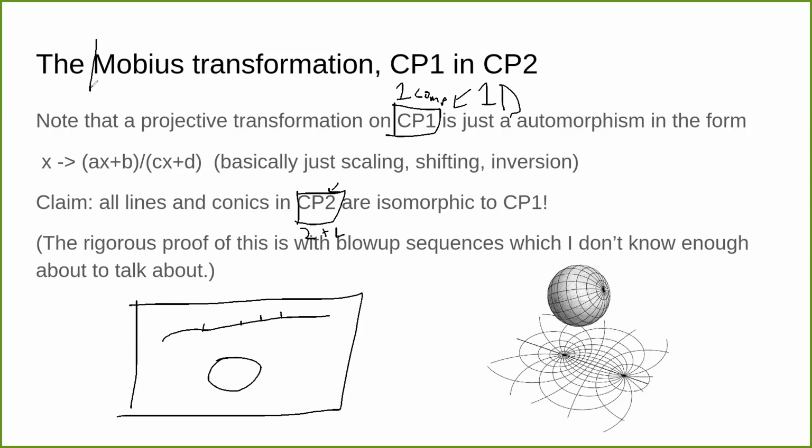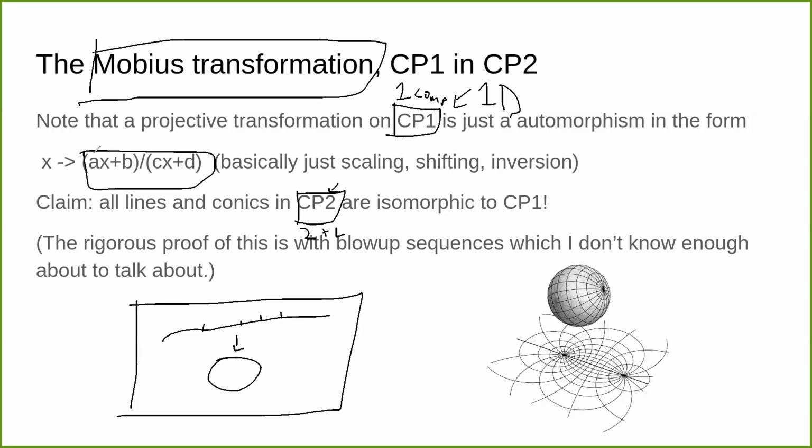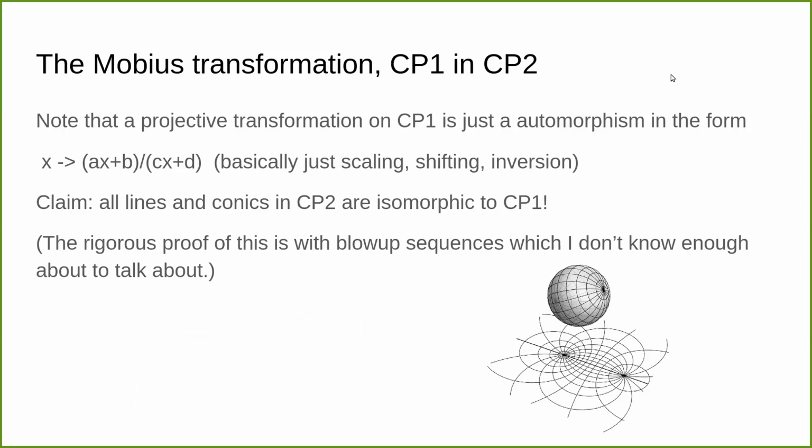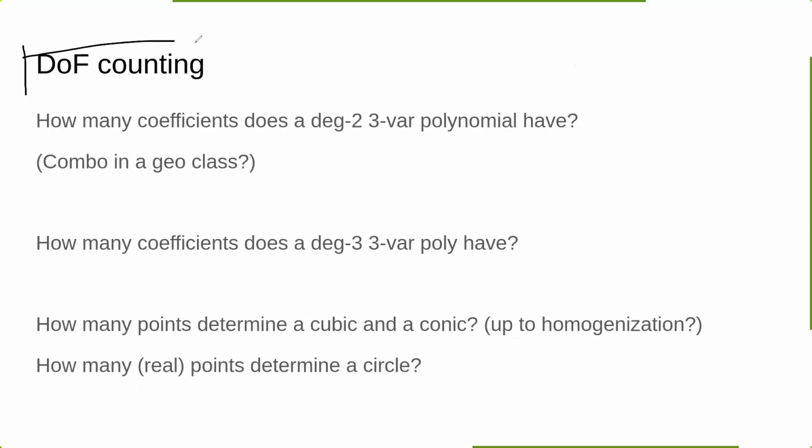If you know what a Mobius transformation is, the transformation sending this line to this circle is basically this, for some a, b, c, d. But this is unnecessary, I think. This is the important part.